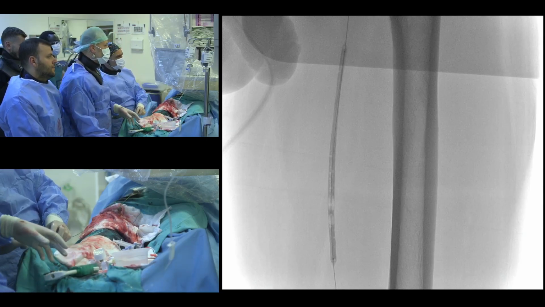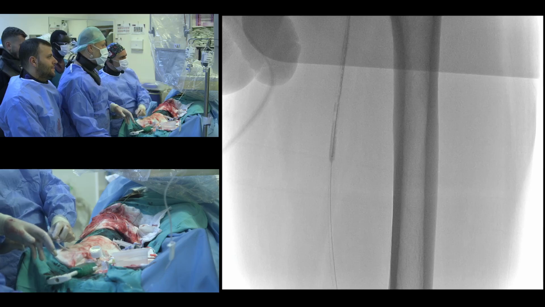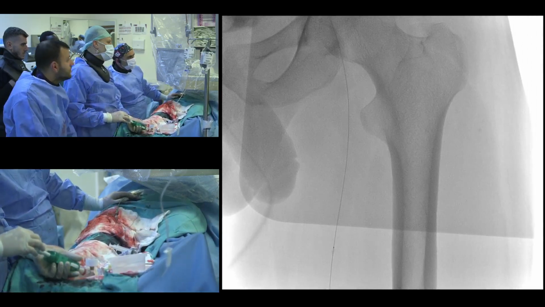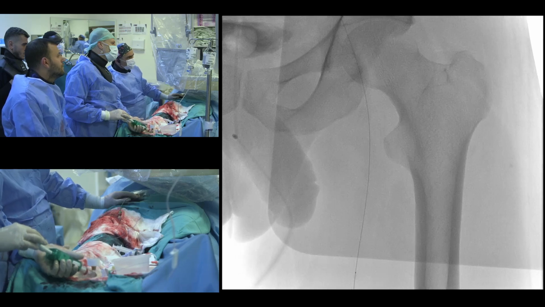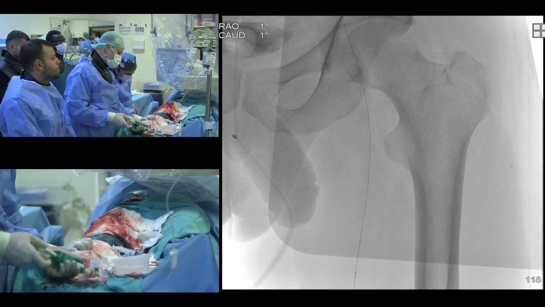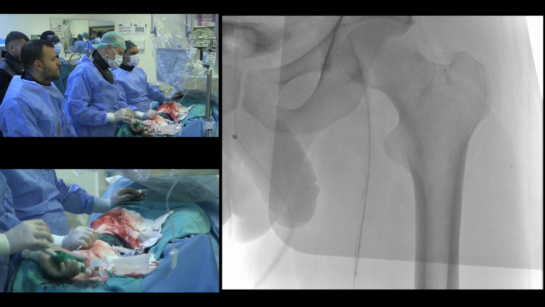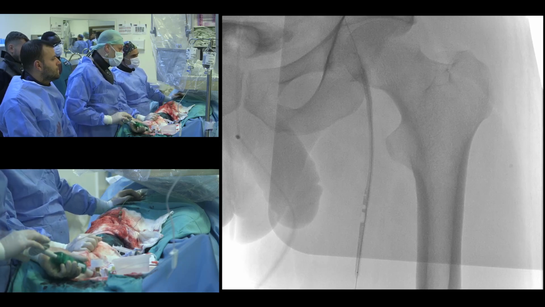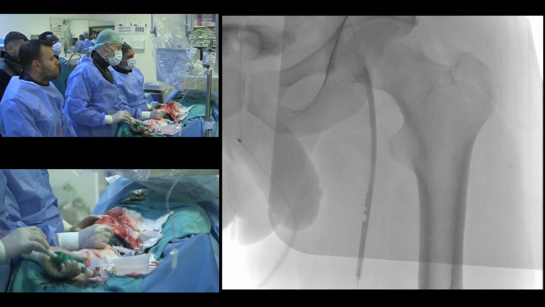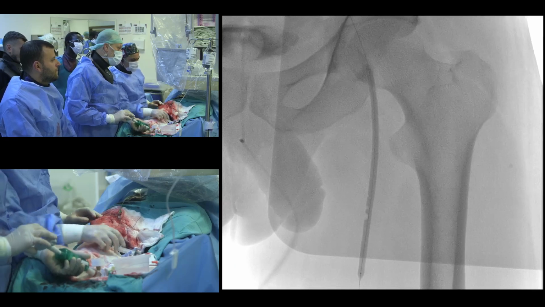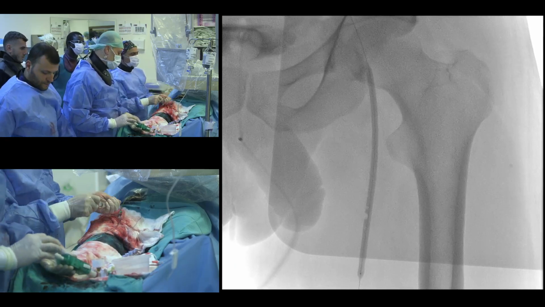The new literature suggests stage balloon angioplasty in such cases, from small one to big one. For example, 2, then 3, then 4.